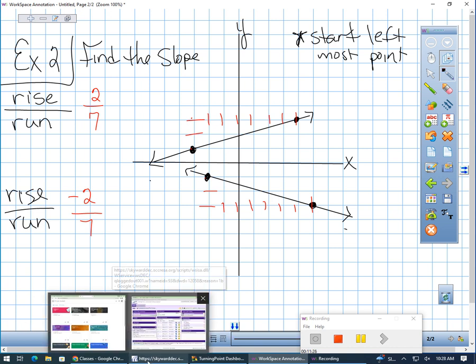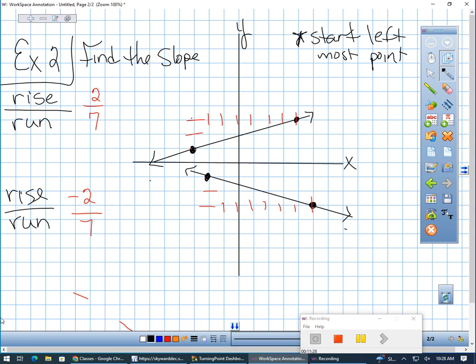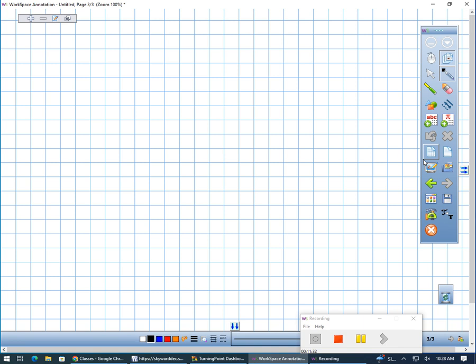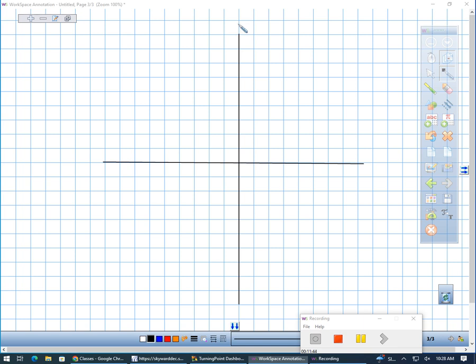All right, let's do example number 3. And again, I want you to use a sticky for me. So going on to example number 3. When you put that sticker in there, make sure, again, your Y is to the sky and X is on the right.